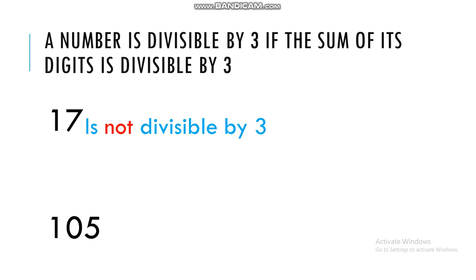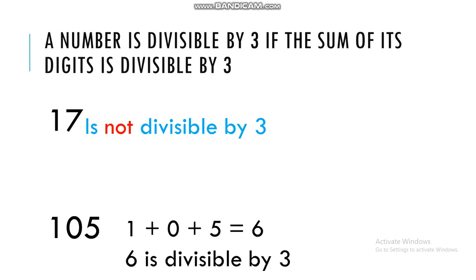Is 105 divisible by 3? Let us add the digits. 1 plus 0 plus 5 is equal to 6. 6 is yes divisible by 3. 6 is yes within the multiplication table of 3. This means that 105 is yes divisible by 3.